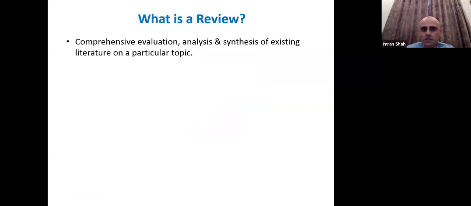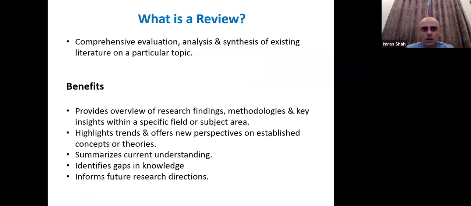But in scientific terms, a review is a comprehensive evaluation of the literature. It is an analysis of the literature. And then based on that initial evaluation and analysis of the literature, it is a synthesis of all that, making it coherent, logical, and sequential. That is what a review is.